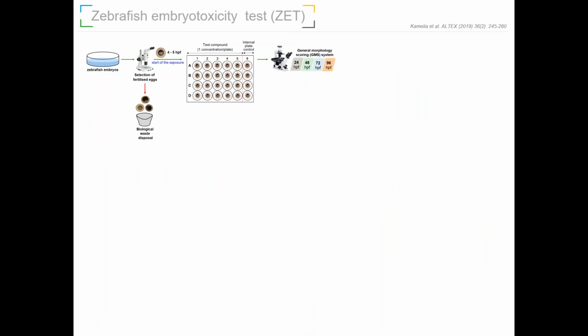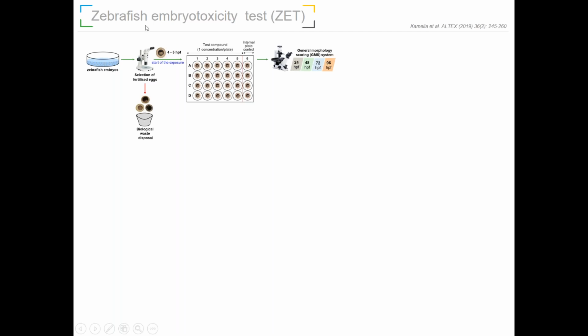The second assay applied is the ZET. In this assay, fertilized zebrafish embryos are carefully selected and then exposed to different concentrations of test substances. A 24 well plate is used to test 1 concentration, like in the EST, and also 1 embryo per well. And every plate also has its own internal plate control that is used for the validity of the test.